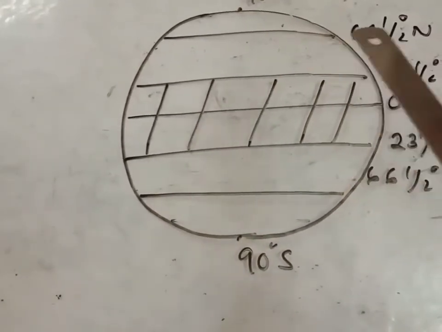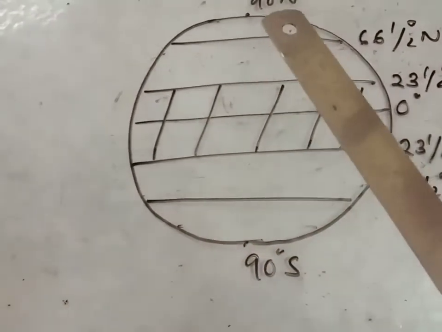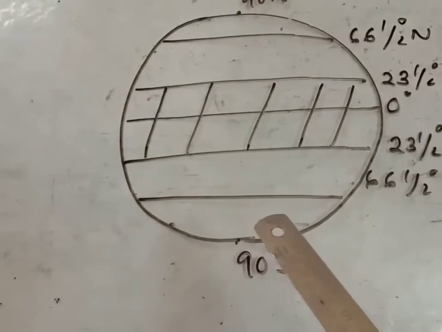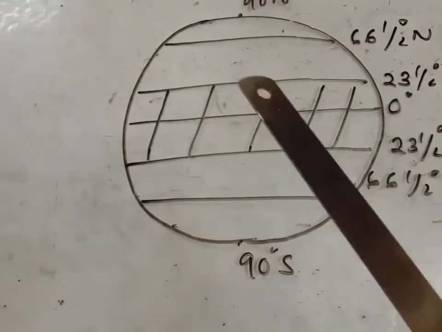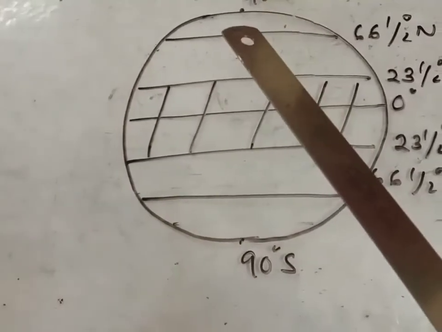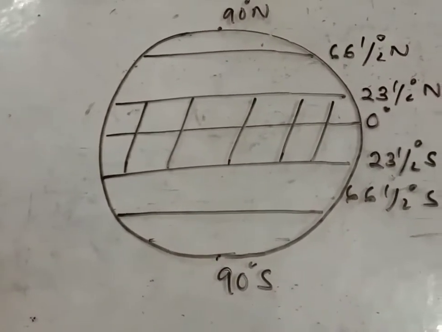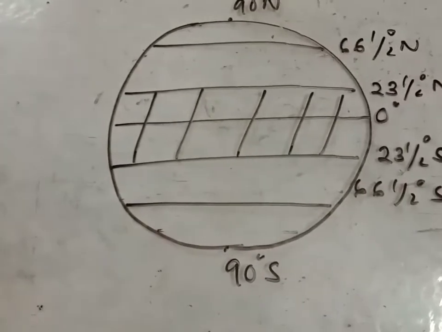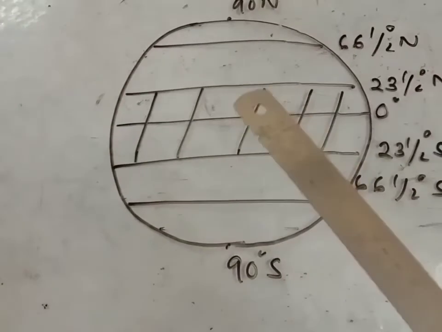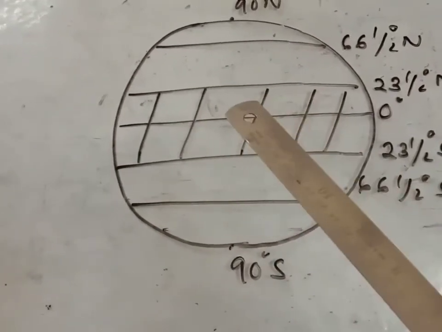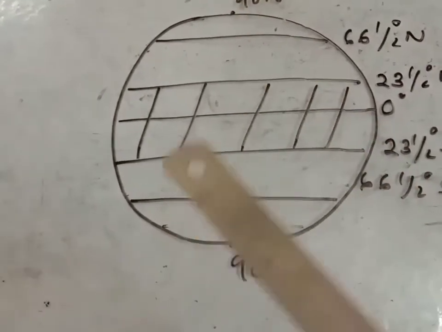This place, 66.5 degree north to 90 degree and 66.5 degree south to 90 degree, these two places are called the frigid zone, the frigid zone of the southern hemisphere and the frigid zone of the northern hemisphere. So in this way we divided the earth into three zones. Number one is the torrid zone, number two is the temperate zone, and number three is the frigid zone.